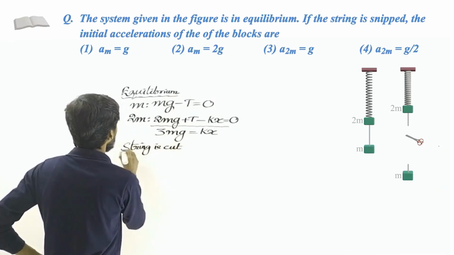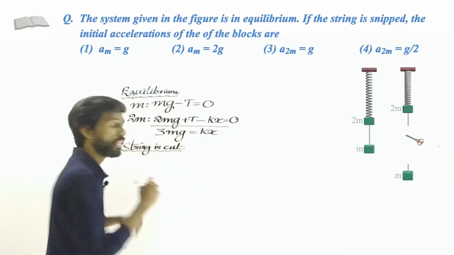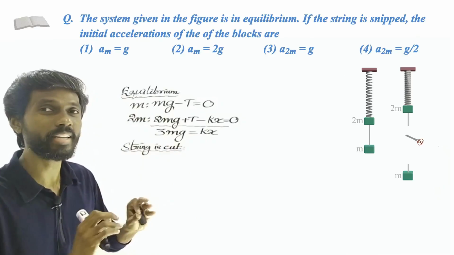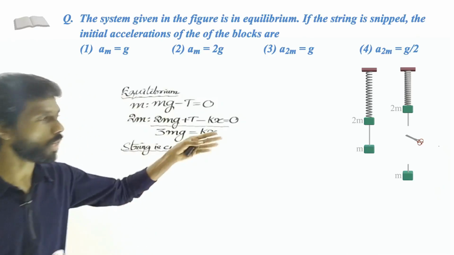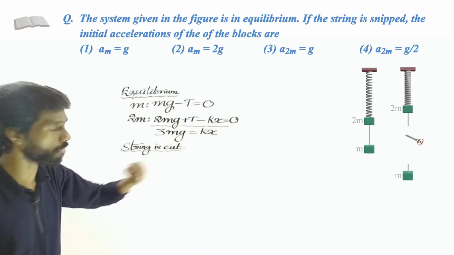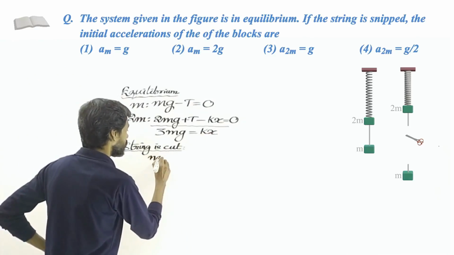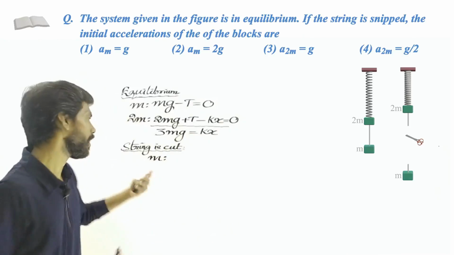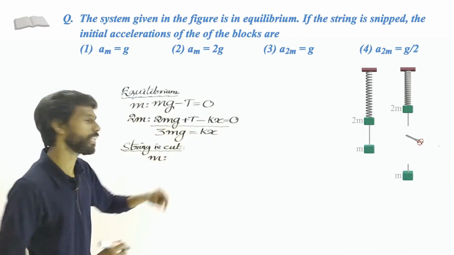Now the string is cut. What will happen? The tension becomes 0 suddenly. The string is cut, that means no string, so suddenly the tension becomes 0. Now what are the forces acting on the block of mass small m? Actually it is a free fall, because the only force is the gravitational force.